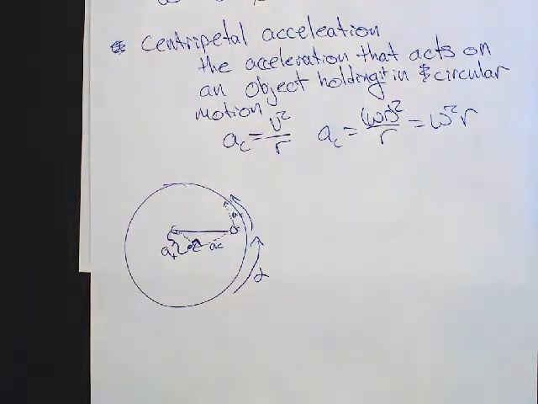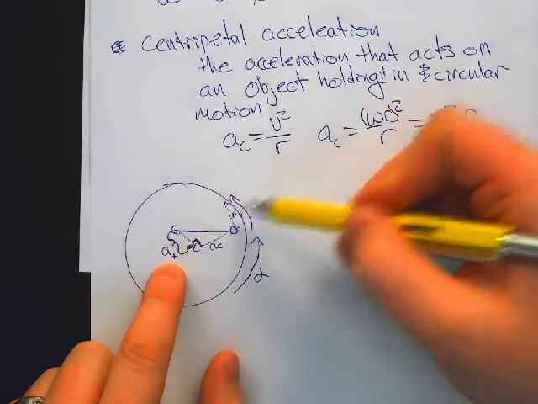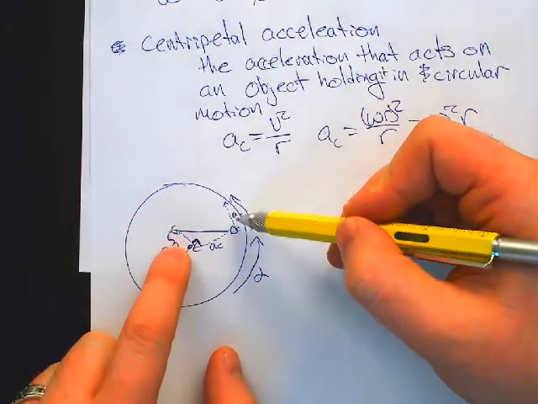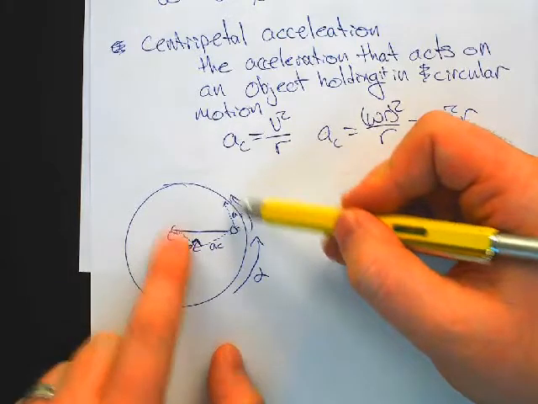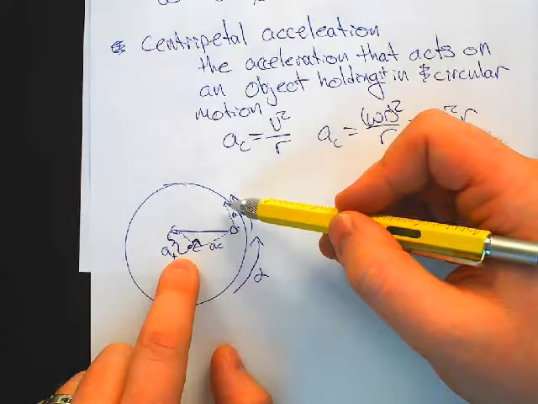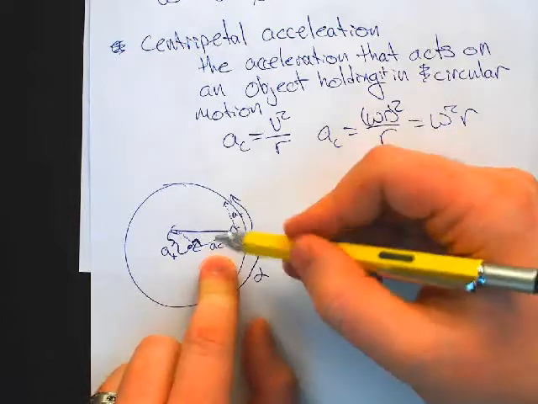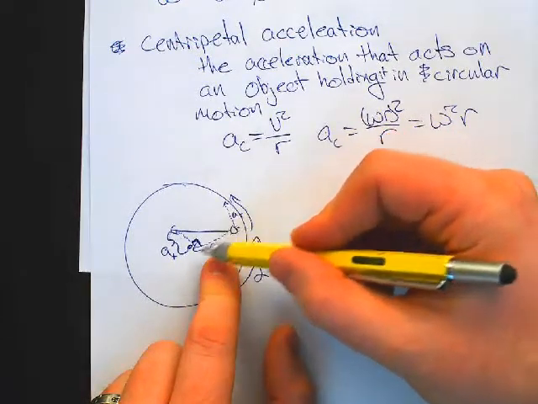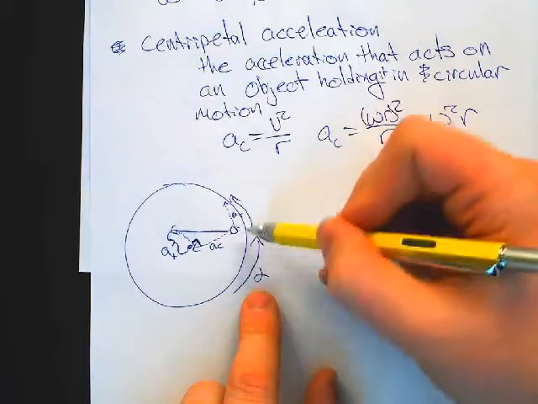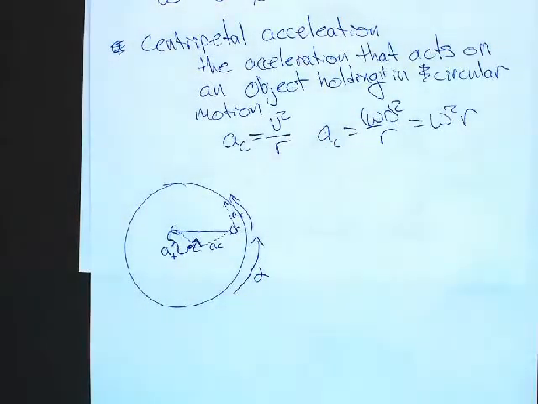Far left, this piece A sub t, same as this one. They are your tangential acceleration, your linear acceleration. A sub c is this bottom one, and alpha is here. Those are the ones I have labeled. Centripetal acceleration, A sub c.